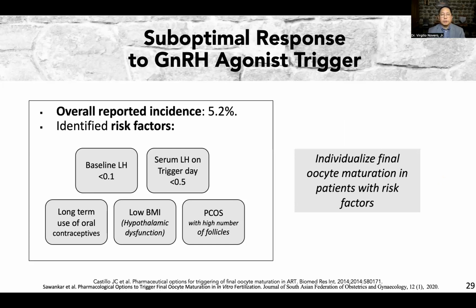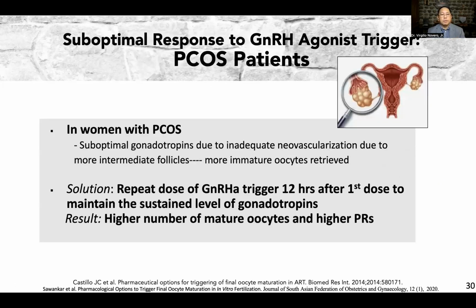They identified risk factors: baseline LH below 0.1, serum LH on the trigger date below 0.5, long-term oral contraceptive use, low BMI, suggesting hypothalamic dysfunction, and your PCOS, especially those with high numbers of follicles. So it is important to identify patients with these risk factors. For instance, your PCOS patients may have a suboptimal response because of inadequate neovascularization due to more intermediate follicles. So with this, there might be more immature oocytes retrieved.